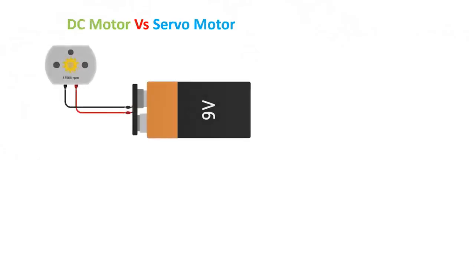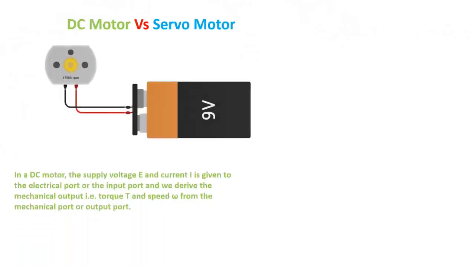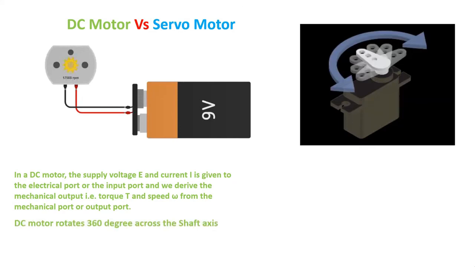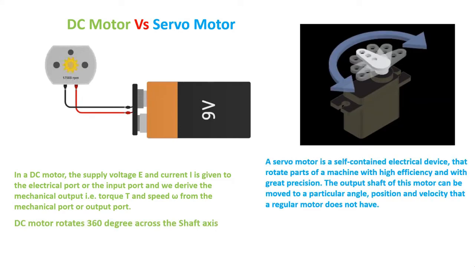Now we'll differentiate between a DC motor and a servo motor. Whenever we apply a specific voltage and current to a DC motor, it rotates 360 degrees across the shaft axis. But in this case, we are using a servo motor which can rotate from 0 degrees to 180 degrees with high efficiency and great precision. The output shaft of this motor can be moved to a particular angle, position and velocity that a regular motor doesn't have.